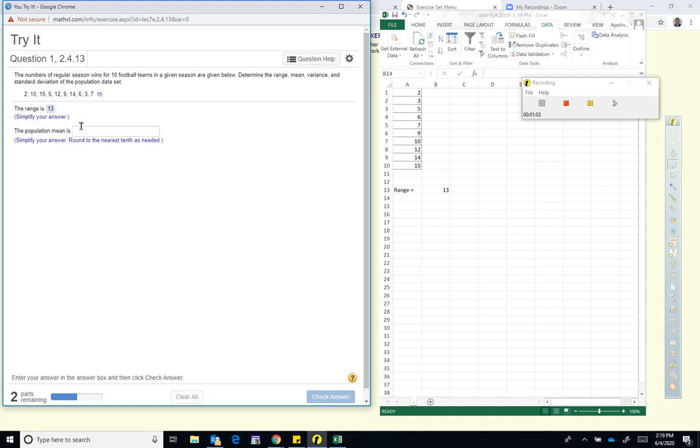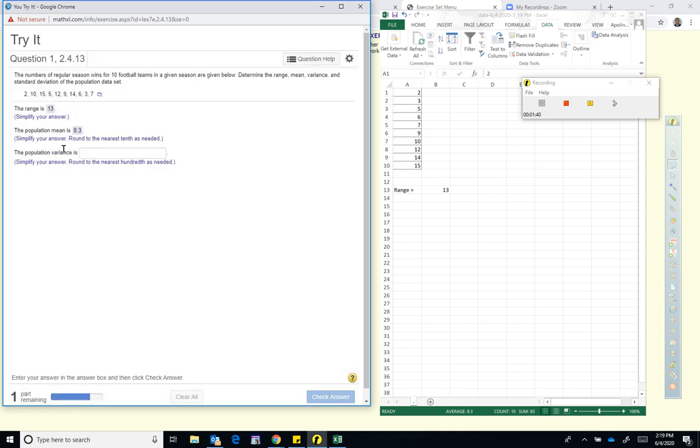Now it's asking the mean. To find the mean, we need to add all the values. Actually, when you highlighted the values here on the bottom, you see the average. Also, it's counting that you have 10 values given, and the sum is 83. So other way to do it is divide the total, the sum, which is 83, by 10, and the answer is here 8.3. So in Excel quickly, I have the average, and the average is going to be the population mean. So it's 8.3. Check the answer, and it's correct.